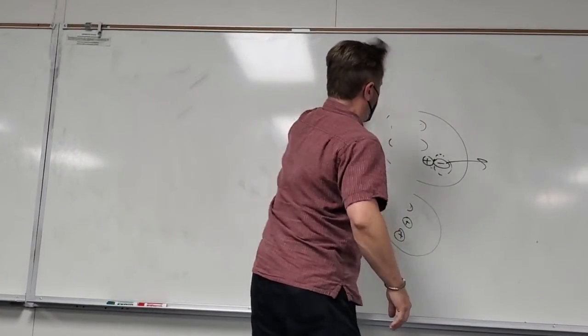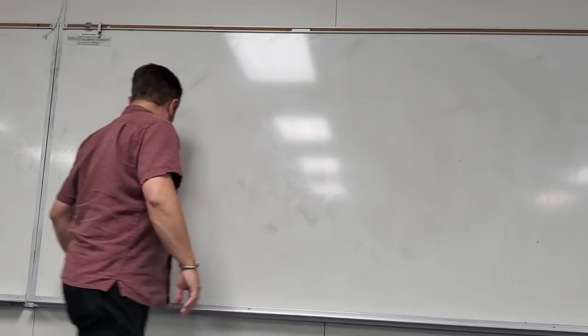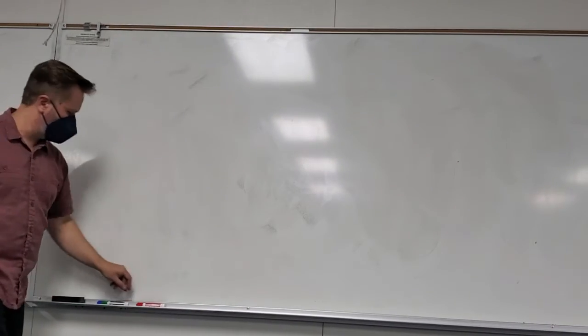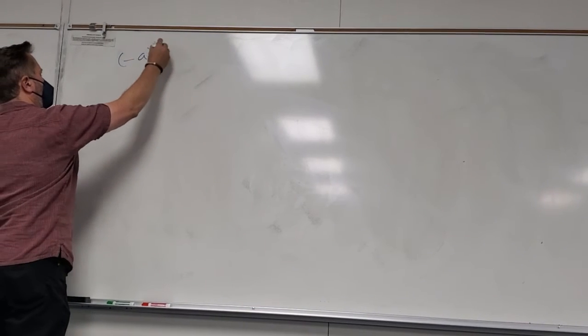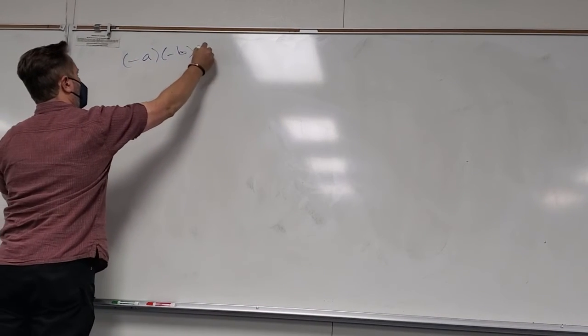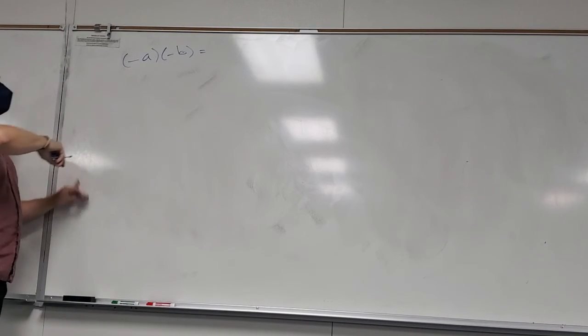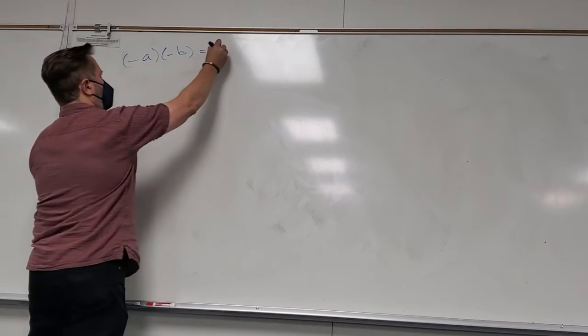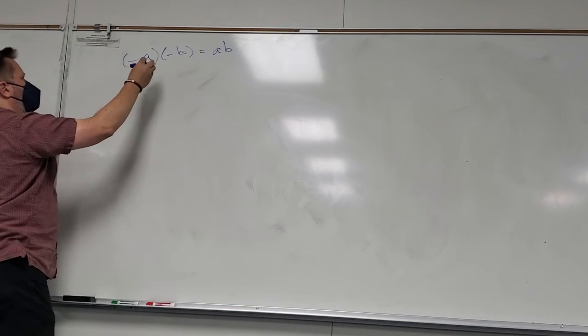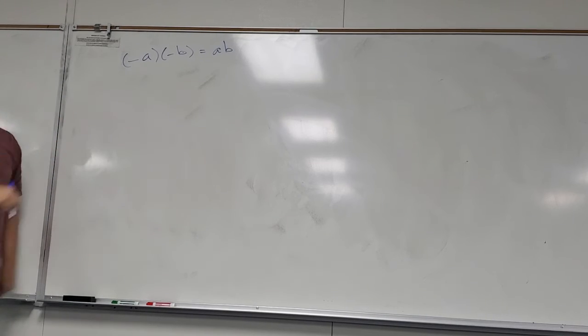Yeah. So, just to summarize a little bit of what we just said, what would this be? AB. Just AB, right? Is that cool? Because the two negatives would kill each other, right? There's not much else to say about that. It pretty much captures everything in one thing.